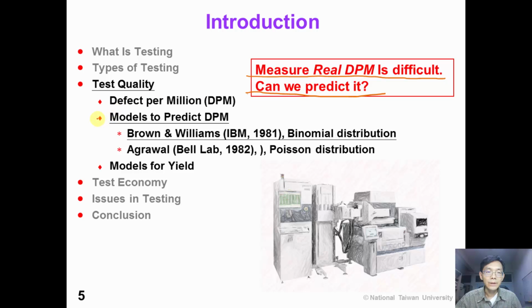We will introduce two famous models to predict the DPM. The first one is the Brown and Williams model proposed by IBM in 1981. It used the binomial distribution assumption. The second model is the Williams and Brown model proposed by Bell Lab in 1982. It uses Poisson distribution.